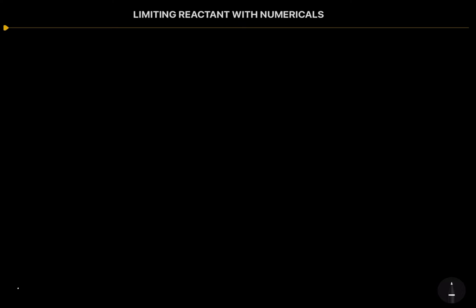Today's topic for the lecture is the limiting reactant, along with some numericals. Let us understand what exactly the limiting reactant is. As we all know, in a chemical reaction, reactants react with each other to give products. The reactant which gets completely consumed first, compared to the other reactants, due to which the reaction stops, is called the limiting reactant.